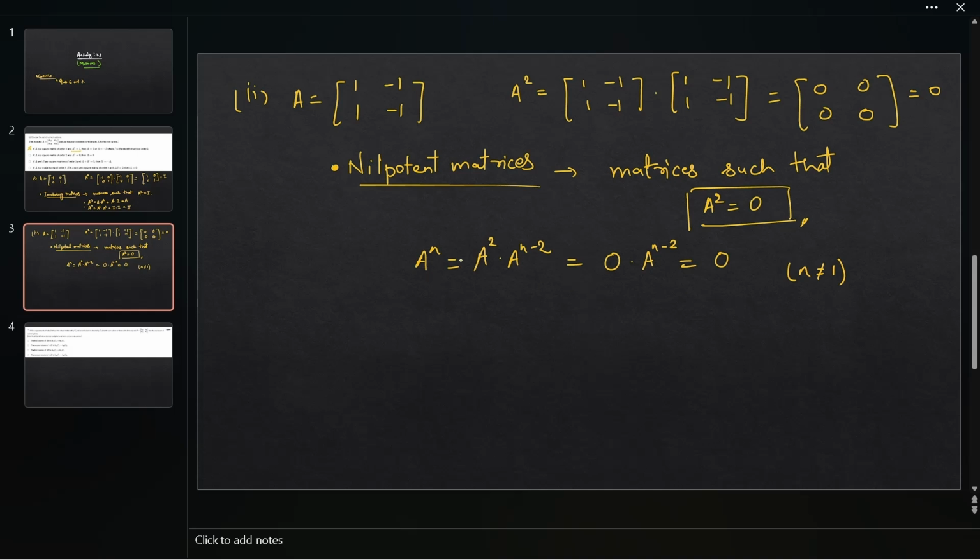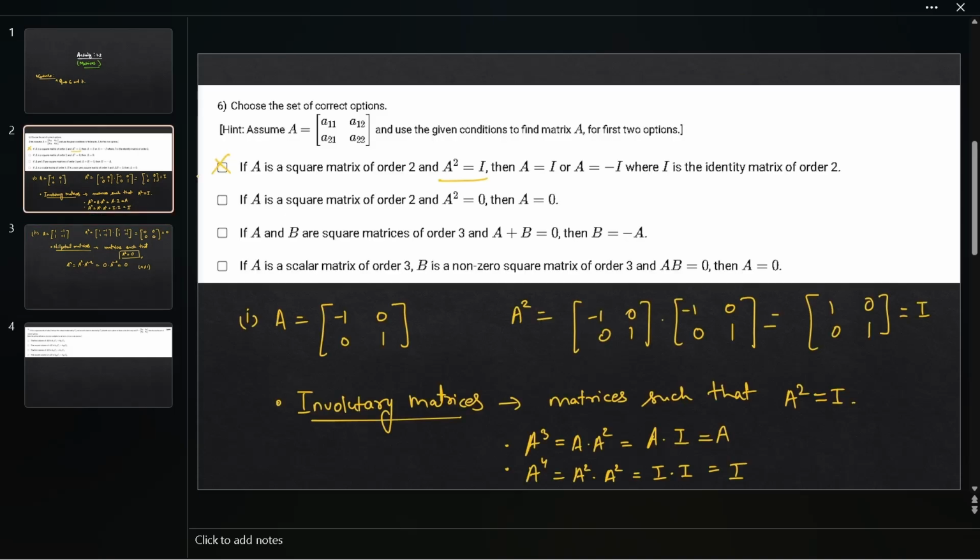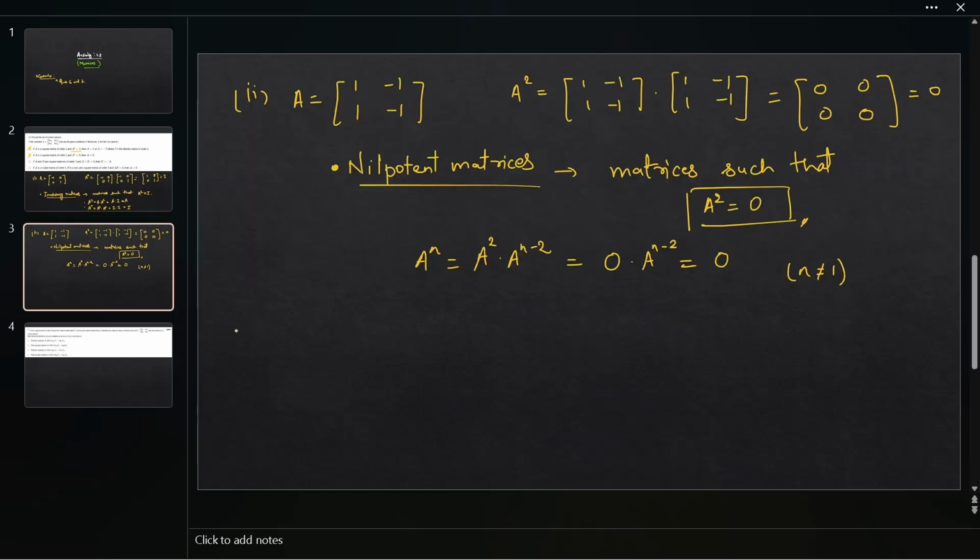We are not saying this about n equal to 1, because A to the power 1 is just the matrix A. But for A square, A cube, A to the power 4 or any other power of A, the answer is going to be 0. So we saw option 2 is incorrect as well. Now coming to option 3. If A, B are square matrices of order 3 and A plus B is equal to 0, then B is equal to minus A. Yes, sir.